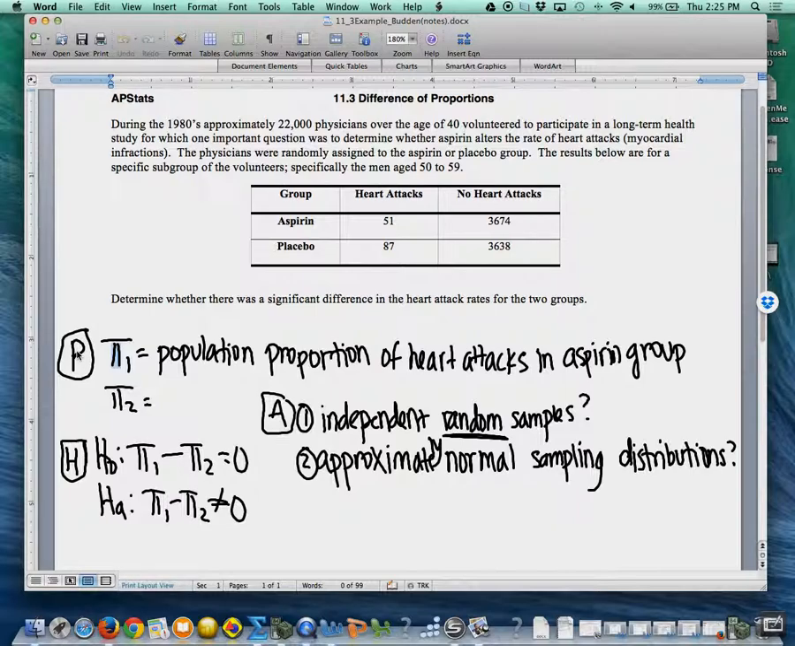Okay, this one is kind of a pain. You have to check n1 p1 greater than or equal to 10. You have to check n1 times 1 minus p1 greater than or equal to 10. That's for the first sample. Second sample is going to be the same thing, except n2, p2.